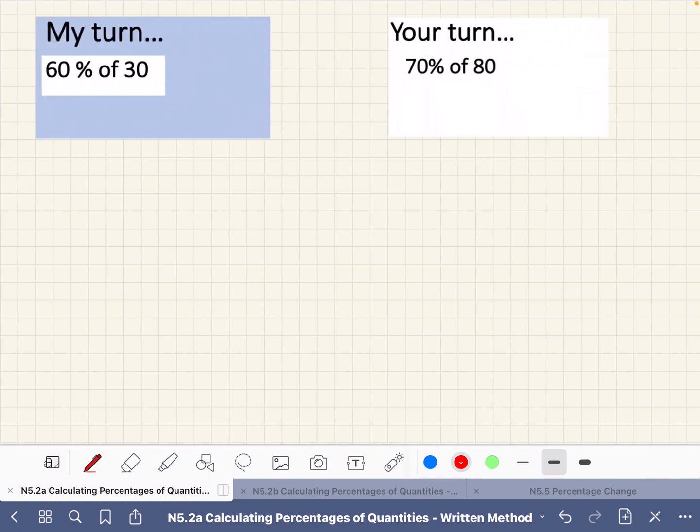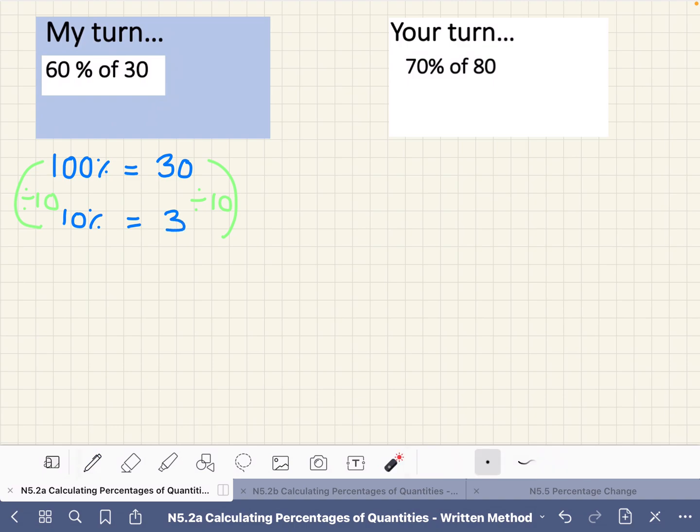Same strategy used this time to begin with. So we are looking at 60% of 30, where 100% is the value we are looking at to begin with, which is 30. 10% is our key percentage, and to get from 100% down to 10%, we are always dividing by 10. Because we are dividing the 100 by 10 to get to 10%, we also look to divide the 30 by 10 to work out what the value is. 30 divided by 10 is 3.